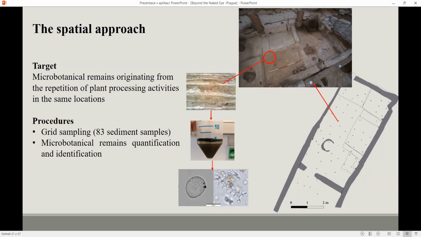In the end, we collected 83 sediment samples that were georeferenced and exposed again to the double extraction of phytoliths and starch-rich by flotation, and again were classified into anatomical and taxonomical categories whenever it was possible.